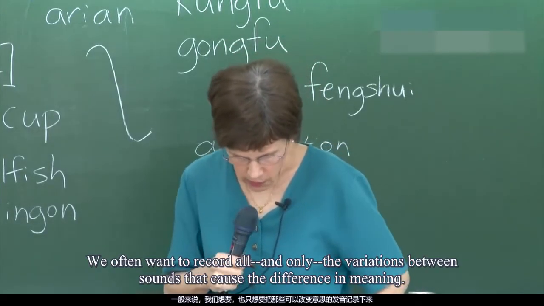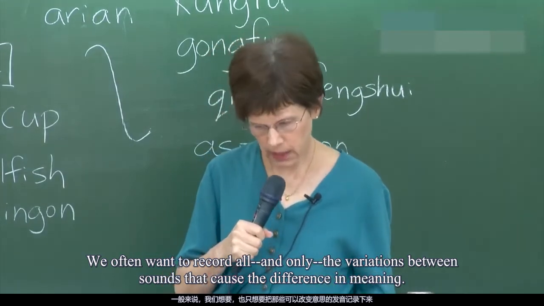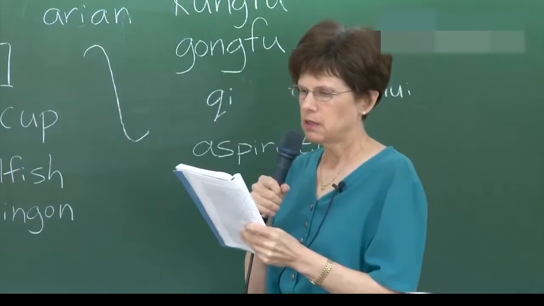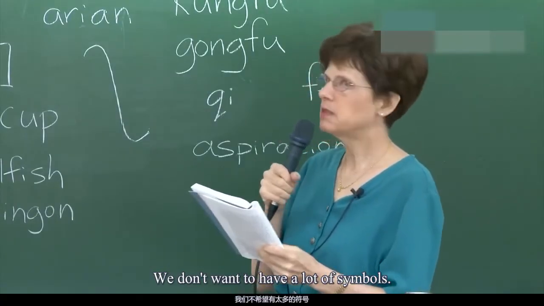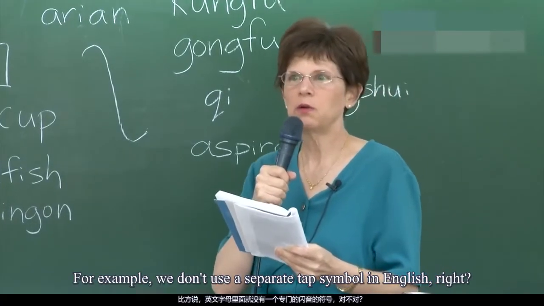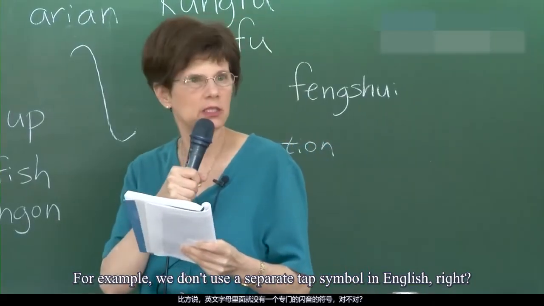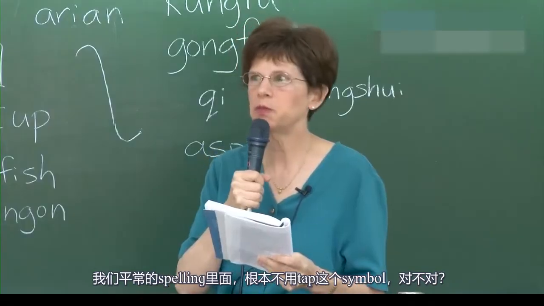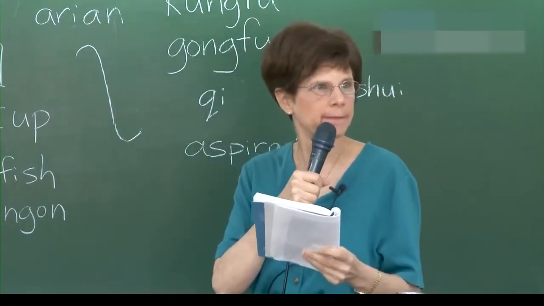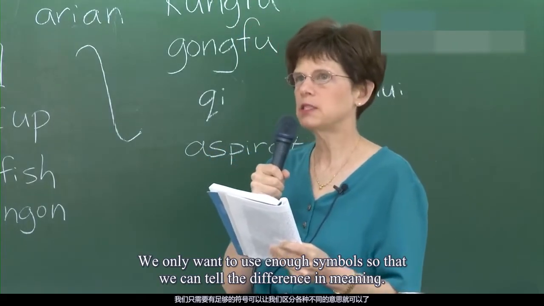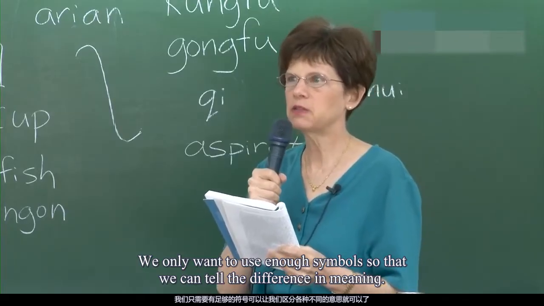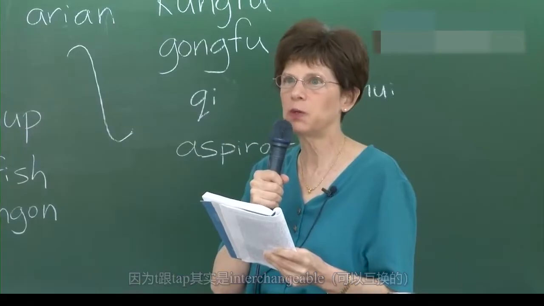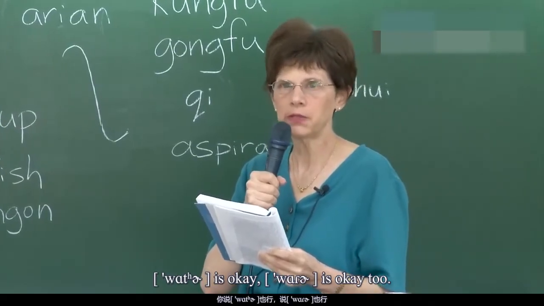We often want to record all and only the variations between sounds that cause a difference in meaning. We don't want to have a lot of symbols. For example, we don't use a separate tap symbol in English, right? 我们平常的 spelling 里面根本不用 tap 这个 symbol, 对不对? We only want to use enough symbols so that we can tell the difference in meaning. 因为 T 跟 tap 其实是 interchangeable. Water is okay. Water is okay too.